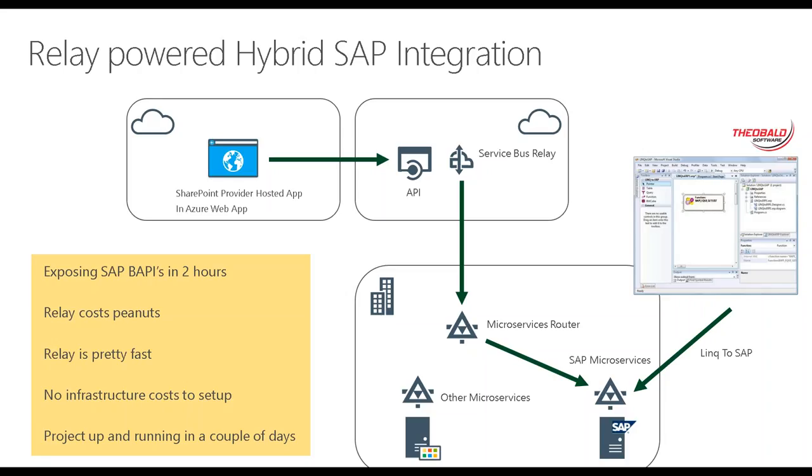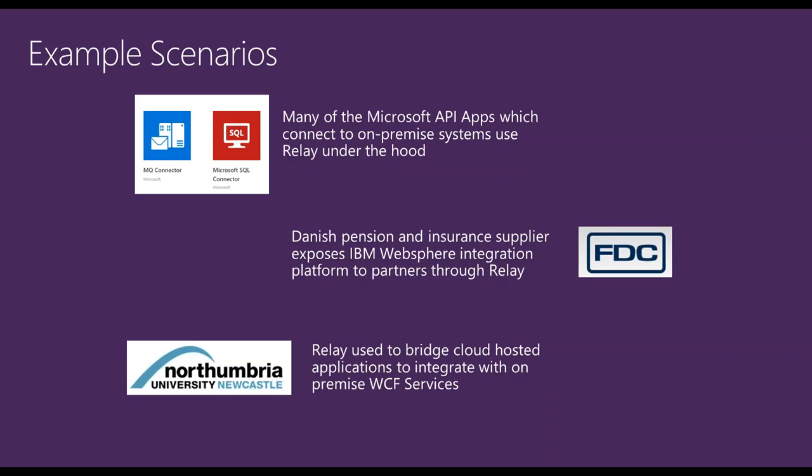So jumping back to the slides then, the next thing is some more example scenarios. I just wanted to call out some case studies. The one at the bottom, Northumbria University, was the one I was involved in. The FDC case study was the Denmark one I mentioned earlier, but also many of the Microsoft API apps which are coming on-premise to do stuff use Relay under the hood. So I think Service Bus Relay is a really safe, reliable technology to use. It's heavily used by customers but also by Microsoft internally.